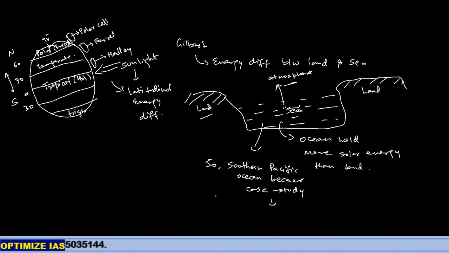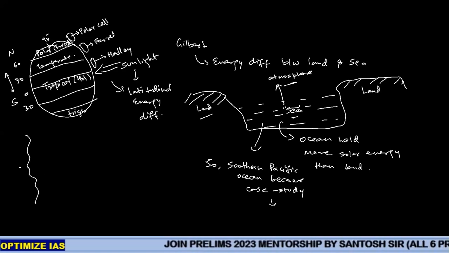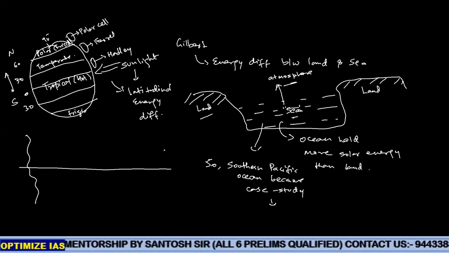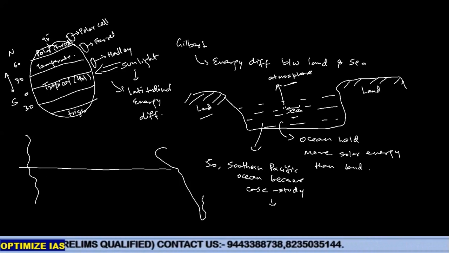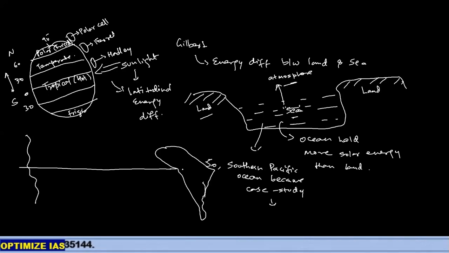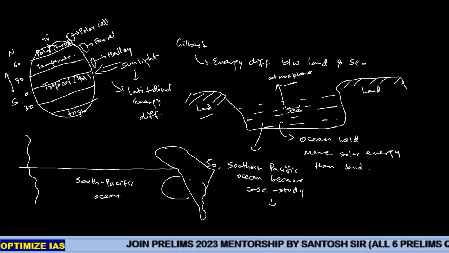So he starts studying that. What he observed is that the eastern and western parts of the Southern Pacific Ocean do not have the same temperatures. If you observe this part around the equator, this is the equator part, and this is the South American part. So what he observed around the equator in the South Pacific Ocean is that the eastern and western parts do not have the same temperature. He observed this around the South American coast.